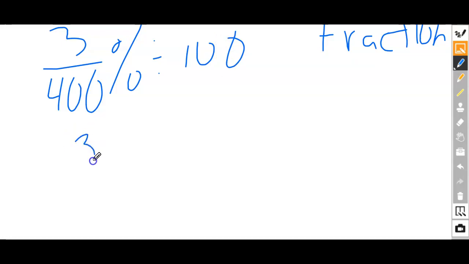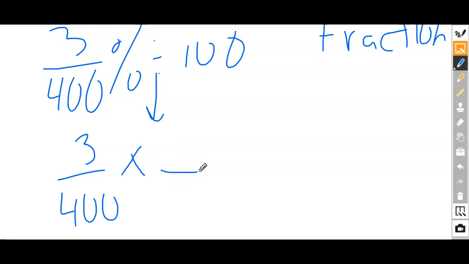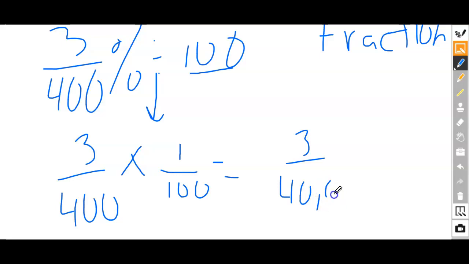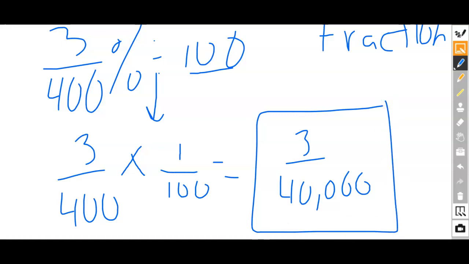So that means what? How do we divide by 100? Remember that we multiply the reciprocal. Remember, keep, change, flip. So the reciprocal of 100 is 1 over 100. Now we multiply straight across. So it's 3 over 40,000. That is a tiny little bit, isn't it?